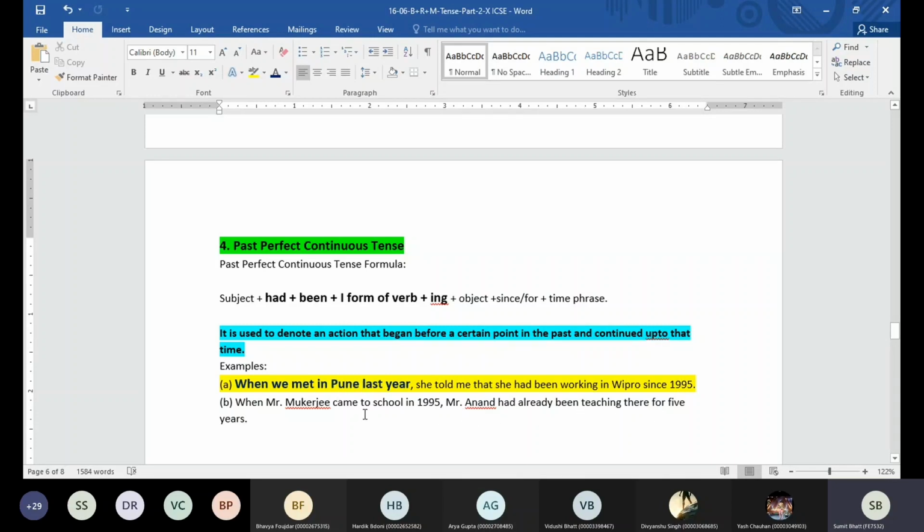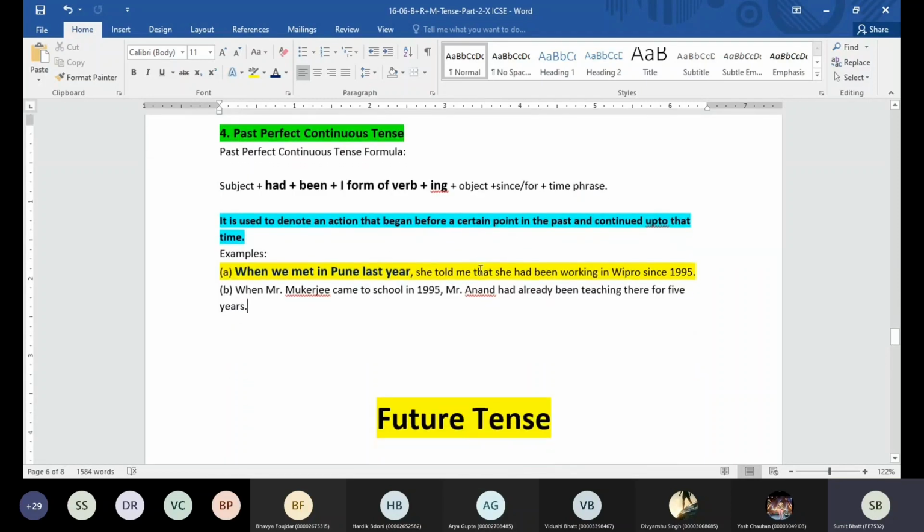Okay, same concept as present perfect continuous, but here we are going to refer to past time. Okay, everyone. So there is nothing more to discuss in past perfect continuous tense, because it is similar to the present continuous. Any doubt before we go to future tense?